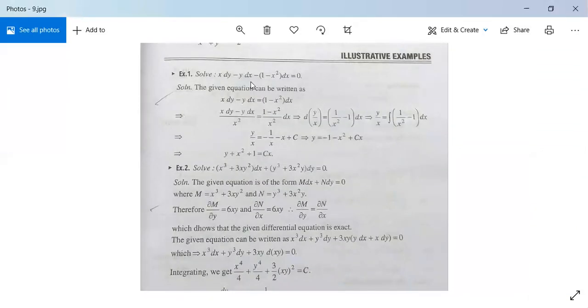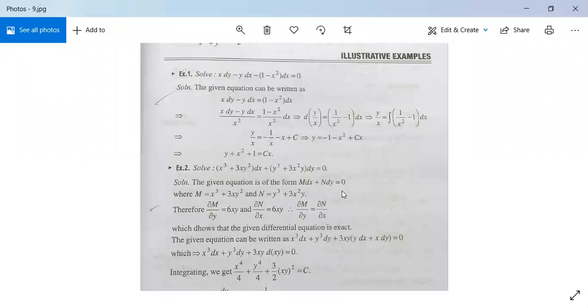See example: x dy minus y dx minus (1 minus x square) dx equal to 0. The given equation can be written as x dy minus y dx is equal to (1 minus x square) dx, divided by x square both sides. So it is (x dy minus y dx) by x square is equal to (1 minus x square) by x square dx. So the left hand side will be d(y by x) is equal to (1 by x square minus 1) dx, or y by x will be integration of (1 upon x square minus 1) dx after integrating both sides. So it implies that y by x is equal to minus 1 by x minus x plus c, or multiply both sides by x. So y will be minus 1 minus x square plus cx, or y plus x square plus 1 is equal to cx. This is our required solution.